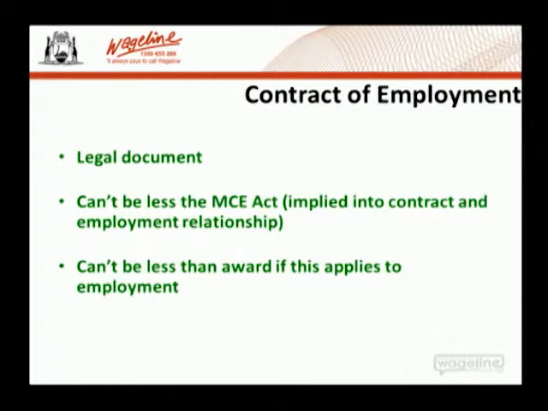And again, like all areas of the employment relationship, it cannot be less than the Minimum Conditions of Employment Act, and it cannot be less than the award if that is what applies to the employment. Essentially what that is saying is that no one can sign away their basic minimum entitlements under legislation. Any attempt to do so will have no legal effect, and you could get into quite a lot of trouble for doing that.